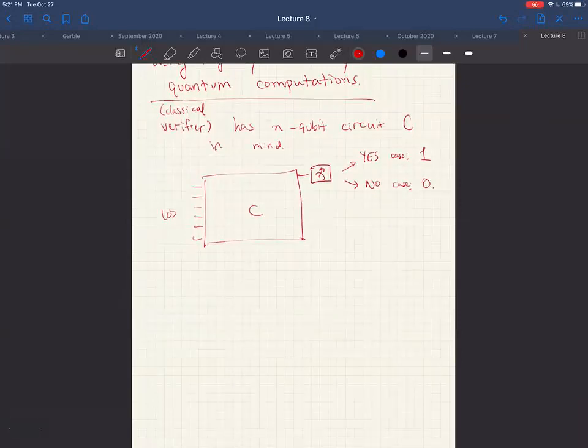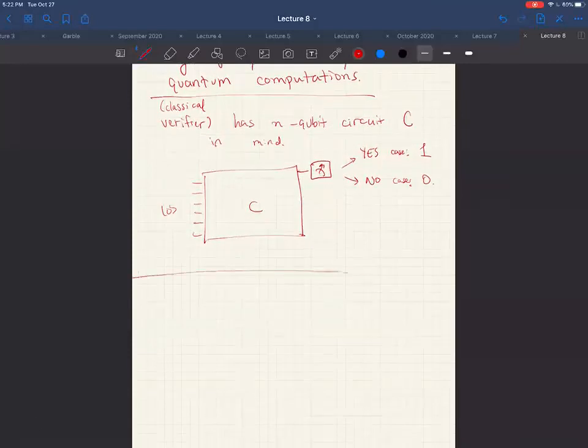But since it's classical, it has no way of determining this on its own. So it's going to use the help of some quantum computers. But we're going to adopt a very paranoid mindset. The classical verifier doesn't trust these quantum computers. What if maybe they're defective, or maybe it's just a scam or something. So instead, the verifier is going to run some interactive protocol with these quantum computers to check for itself whether it's a yes case or a no case.